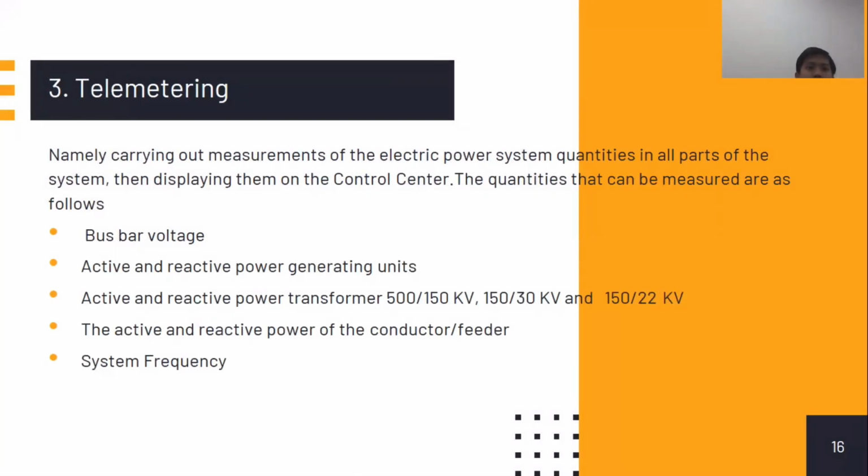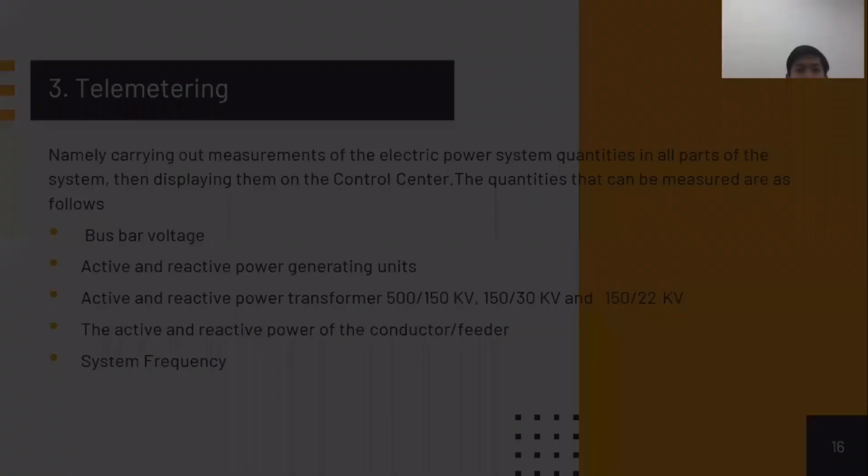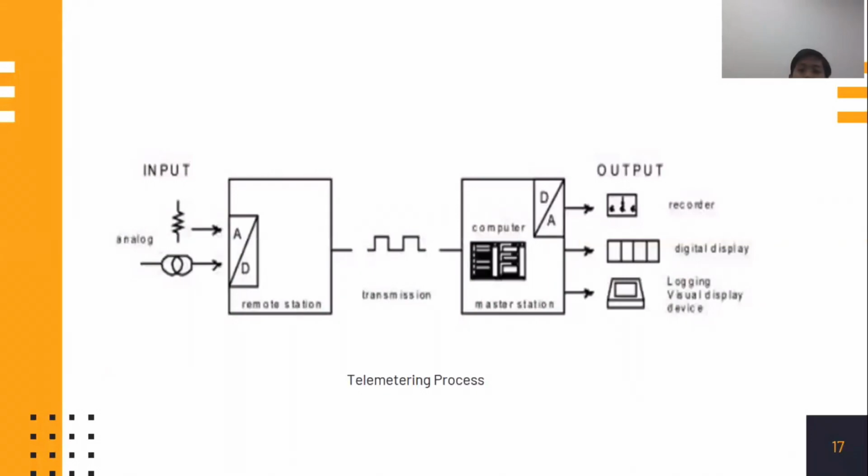Telemetering, namely carrying out measurement of the electric power system quantities in all parts of the system, then displaying them on the control center. The quantities that can be measured are as follows: busbar voltage, active and reactive power of the generating unit, active and reactive power of the transformer, the active and reactive power of the conductor, and the last is the system frequency. And this is a telemetering process.